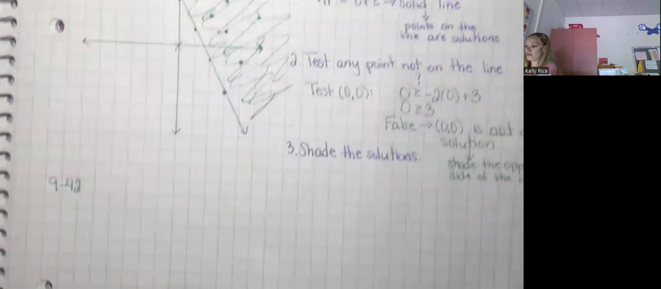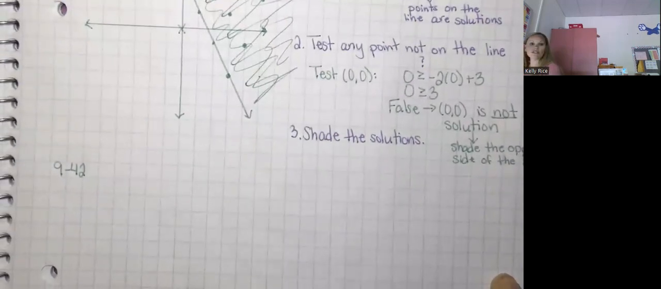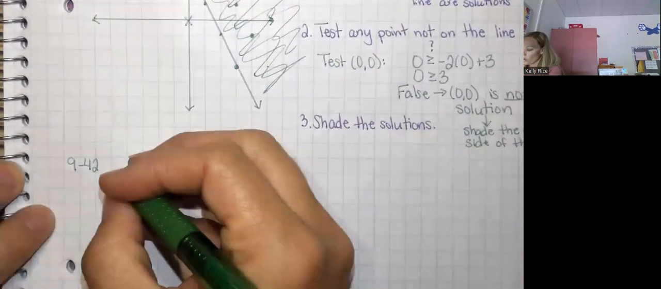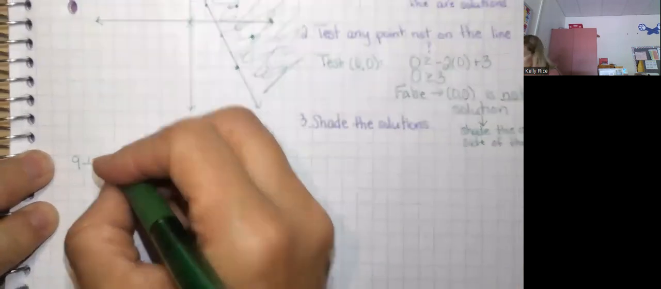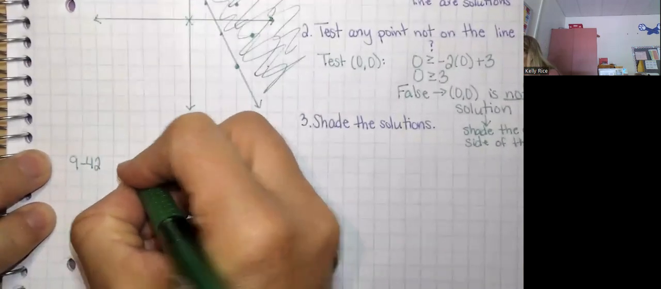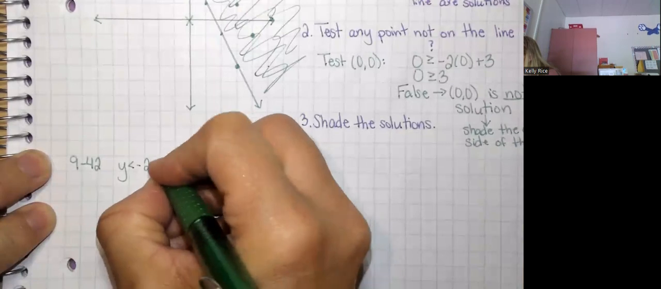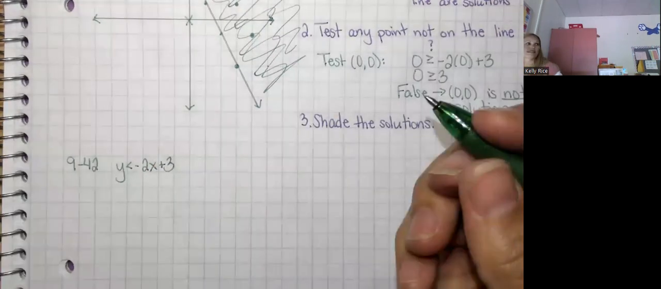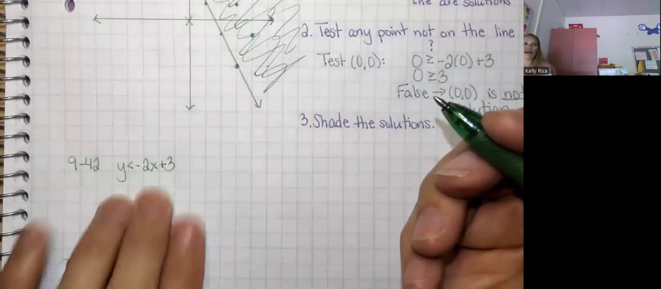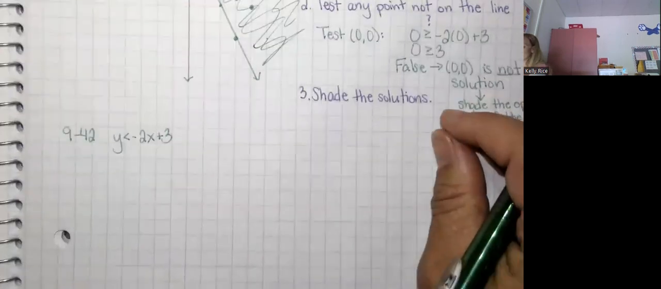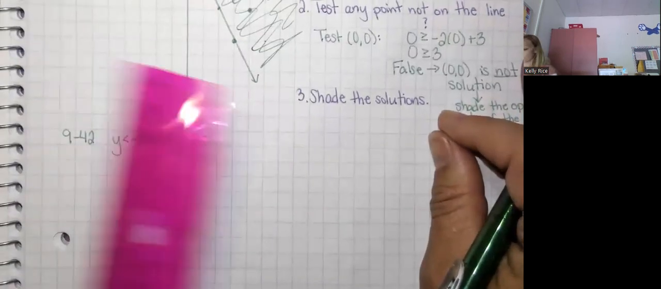All right, so number 42, you're going to try this. y is less than negative 2x plus 3. Notice it is the same y equals mx plus b, except we have a less than this time.